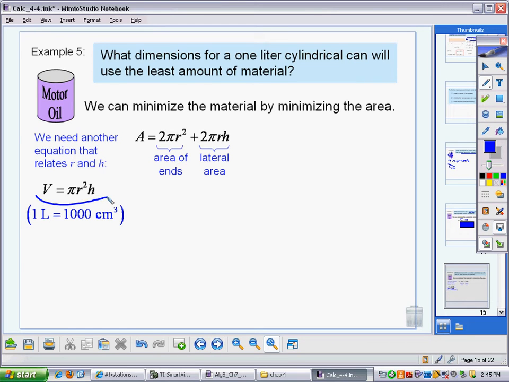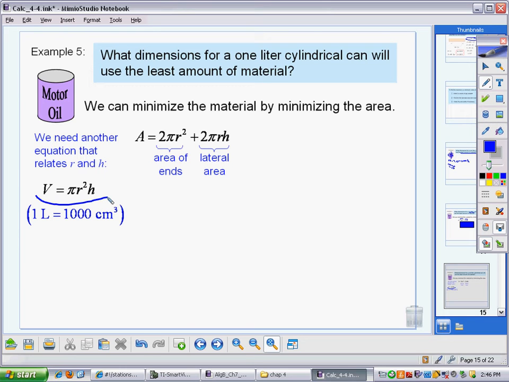Pi r squared h. Okay? And by the way, the volume of any regular item is the area of the base times the height. So now, and then here's a conversion. You won't have to do conversions on the AP exam. If I had this problem for you, I would probably convert it to 1,000 cubic centimeters.